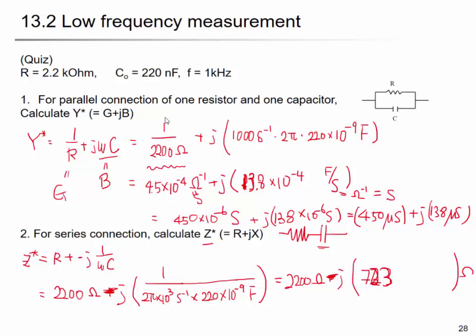So I brought this LCR meter. I have one capacitor with a capacitance of 220 nanofarad, and this has a resistance of 2.2 kilo ohm, and I connect them in parallel, right? And then we'll measure it. First, the admittance.